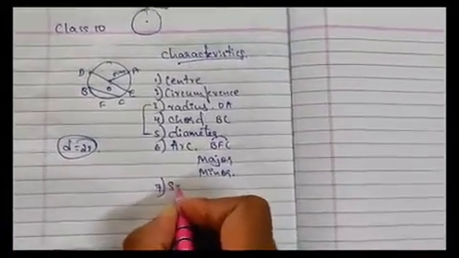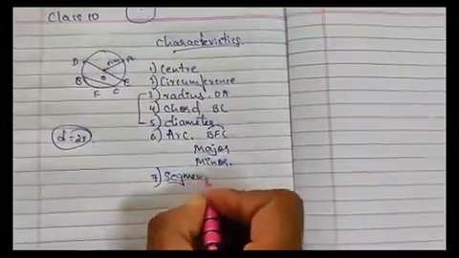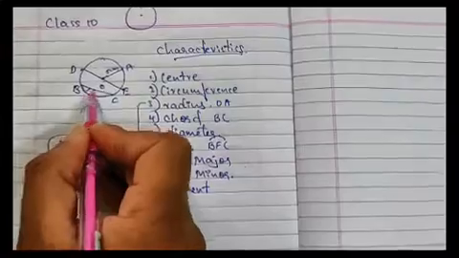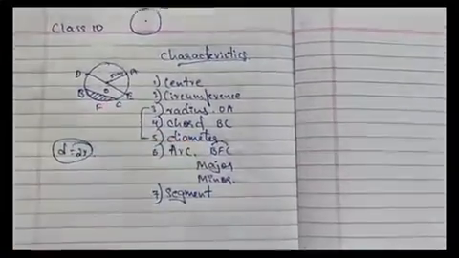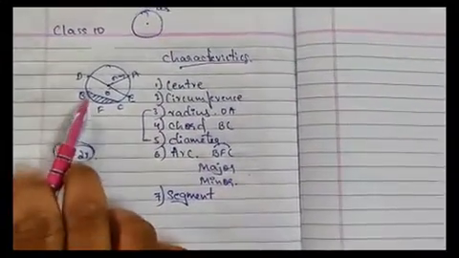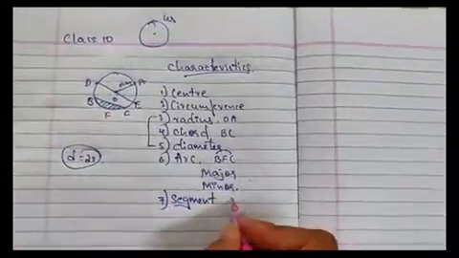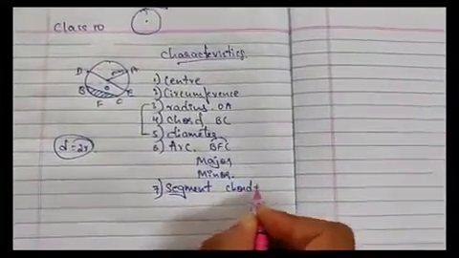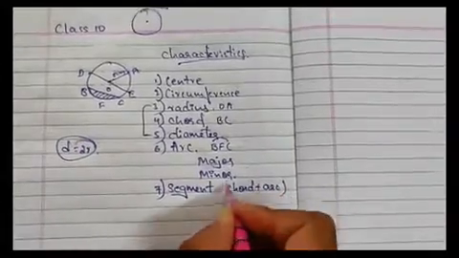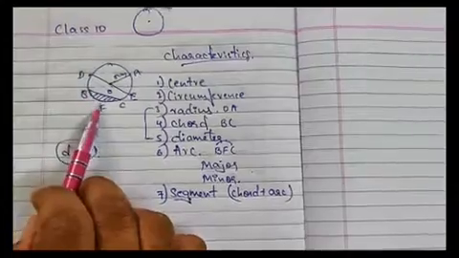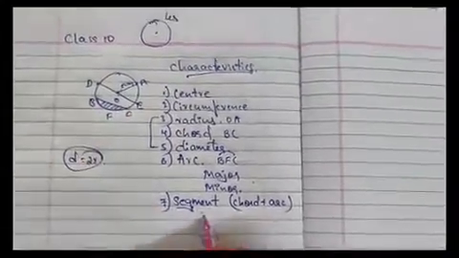7th characteristic, segment. What is a segment? A segment is an area. This area includes a chord and an arc. So a chord plus one arc gives us a segment. In this we can name it BFCB.